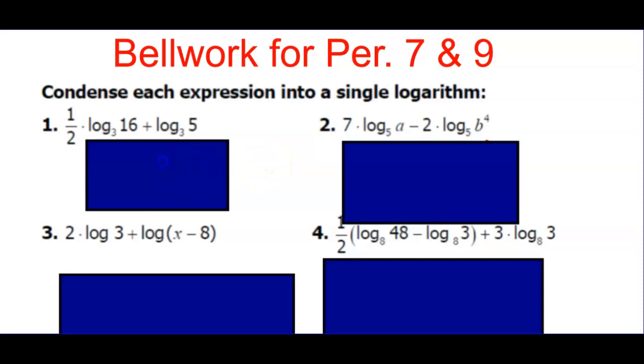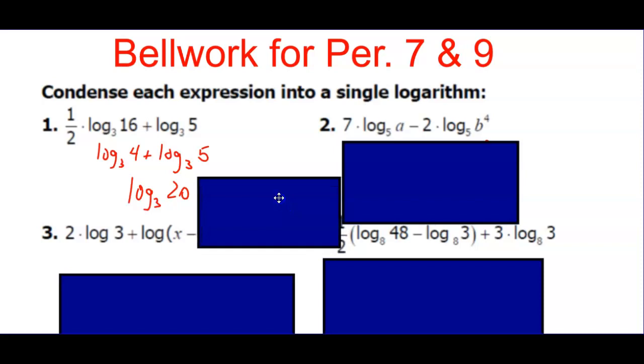All right, number one, we should have had, first off, taking the 1/2 coefficient, making it an exponent. And when you make it an exponent, the 16 to the 1/2 power is like square rooting. So square root 16 would be 4. Then the log base 3 for the addition here would combine to a log base 3 of 20 because we'll multiply those two inputs, 4 times 5.